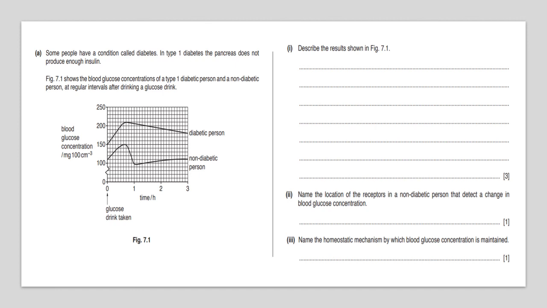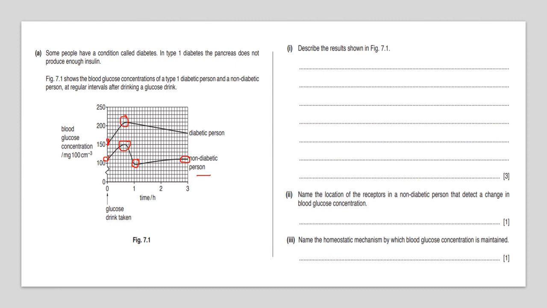Figure 7.1 shows the blood glucose concentration of a type 1 diabetic person and a non-diabetic person at regular intervals after a glucose drink. So if you look here for a non-diabetic person, they have a glucose drink taken here at 0. There's a spike in blood glucose concentration, but then that spike reduces and the glucose basically returns to normal. Those are the 4 different parts of that graph. If you look at a diabetic person, there's a spike, so they take the drink over here as well.